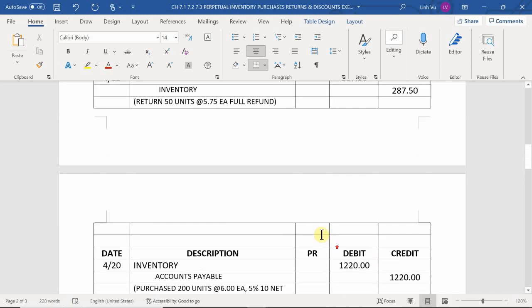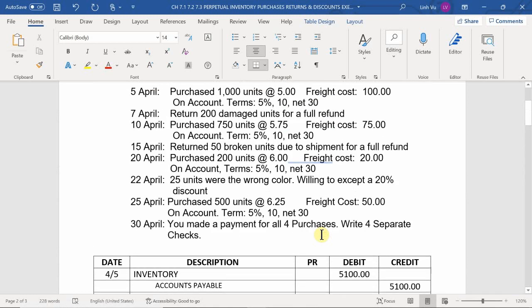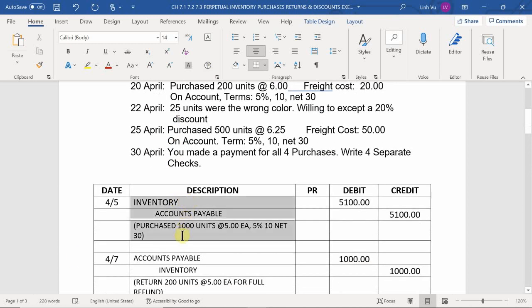And then let's see what happened next. Lastly, on April 25th, we end up purchasing an additional 500 units at $6.25 each, with a freight costing $50 on account. Once again, terms are 5%, 10, net 30. So how much is this?